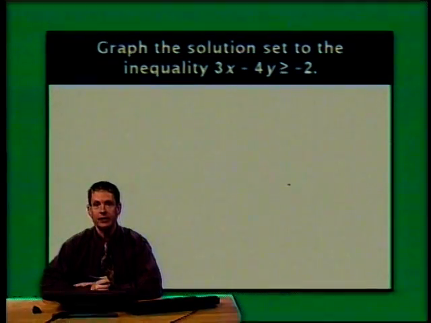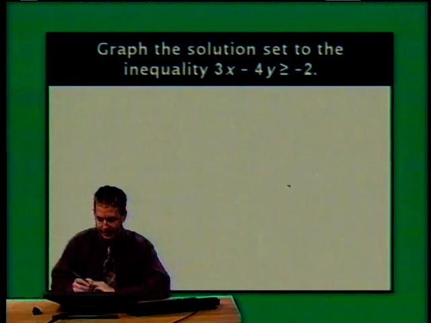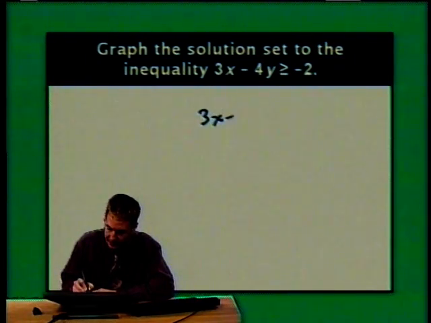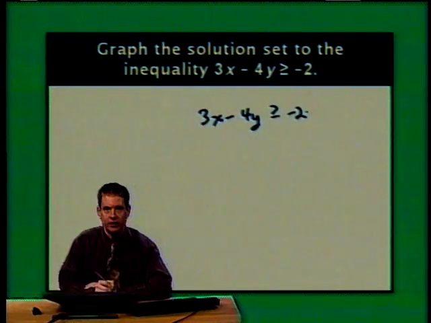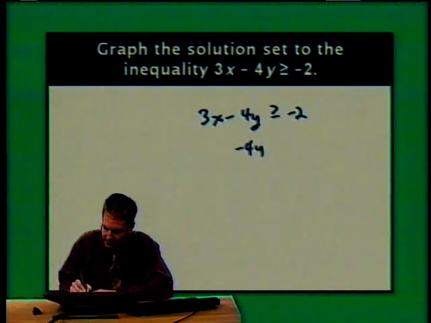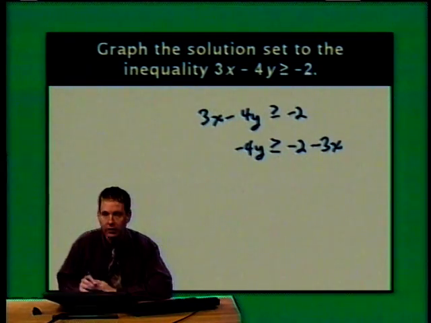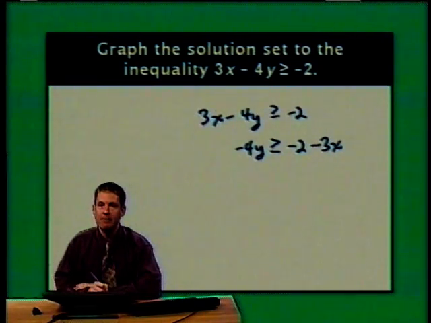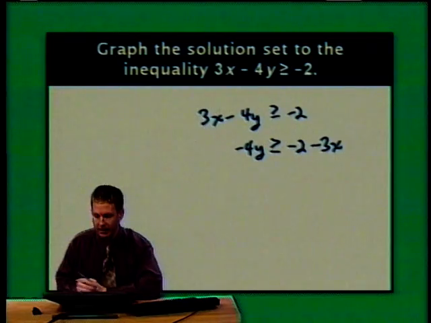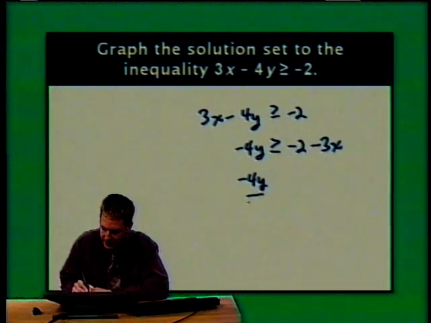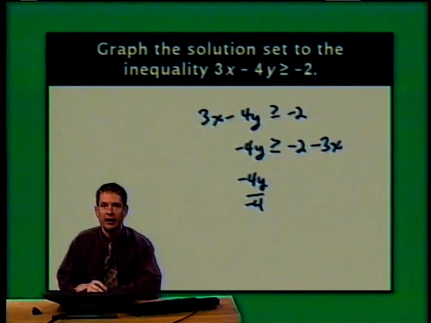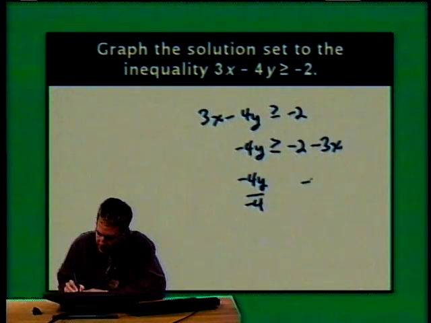So the first thing I need to do is isolate y by itself. I've got 3x minus 4y is greater than or equal to -2. Subtracting 3x from both sides, I have -4y is greater than or equal to -2 minus 3x. Now I need to divide both sides of the inequality by -4. So the left side is going to be -4y over -4, and the right side is going to be -2 minus 3x over -4.